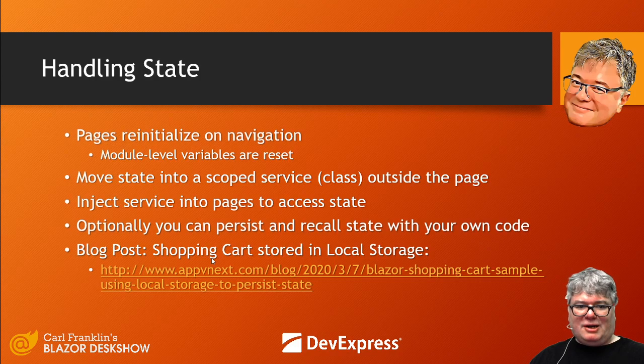You can just go to blog.appvnext.com. It's a shopping cart demo, very simple shopping cart, so it's easy to understand. Literally 3 classes, 3 models, and you basically persist it into local storage, and you give it a timeout. By default, it's 30 seconds, and you can change it, of course. So if you restart your app within 30 seconds, it loads it from local storage, and there you have your shopping cart again.